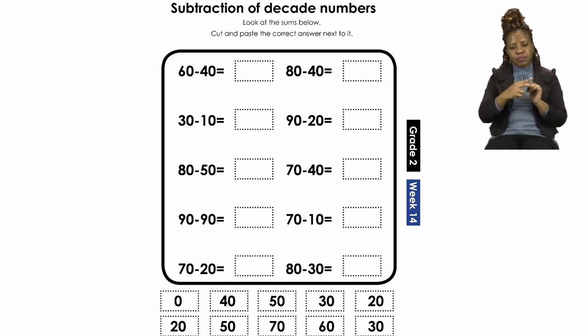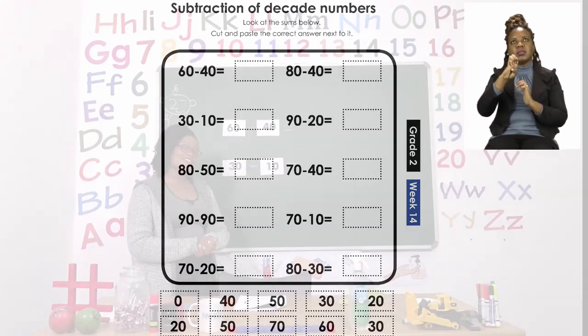Now, as you can see, the answers are below. They are 0, 40, 50, 30, 20, 20, 50, 70, 60, and 30. When you are subtracting your decade numbers, boys and girls, I'd like to show you how you can make it easier for yourself. So let's take a look at the board.